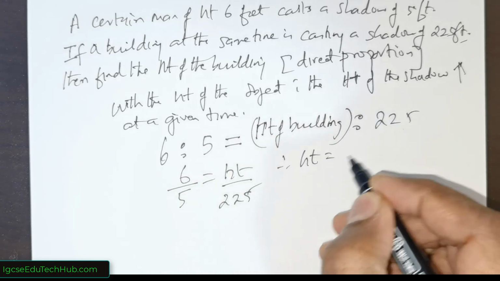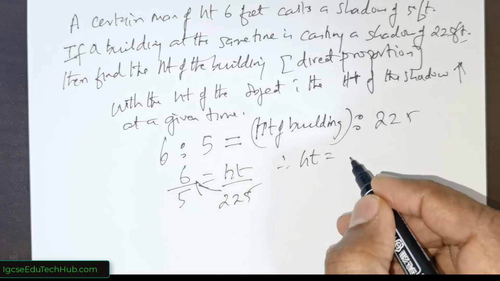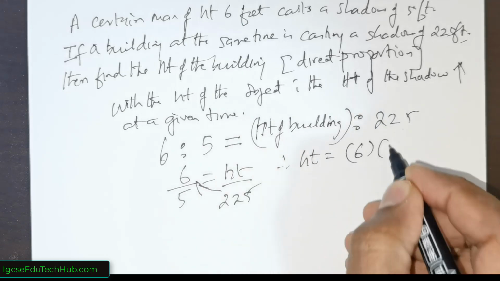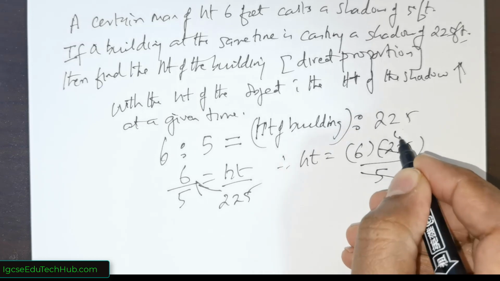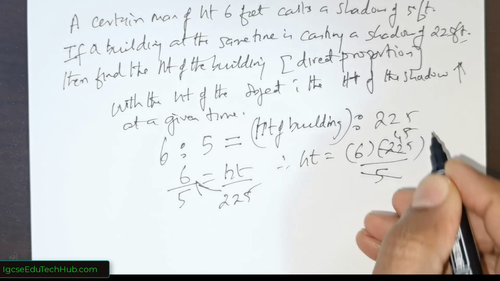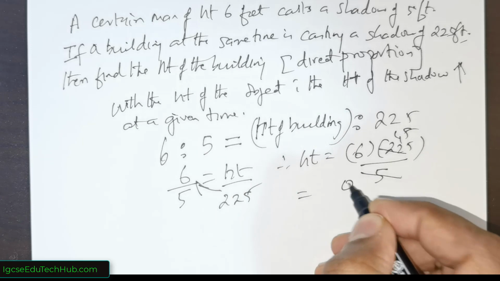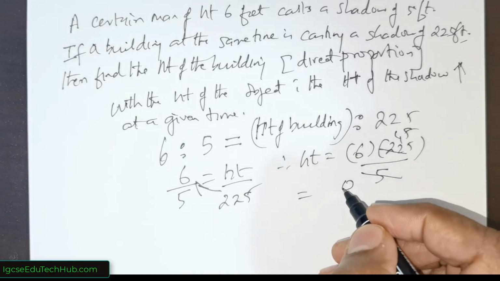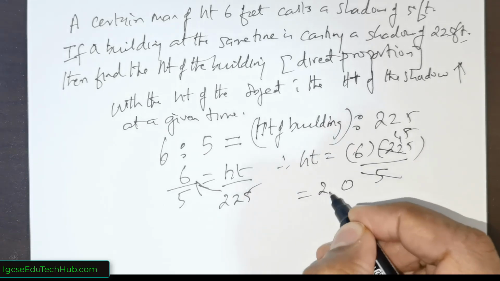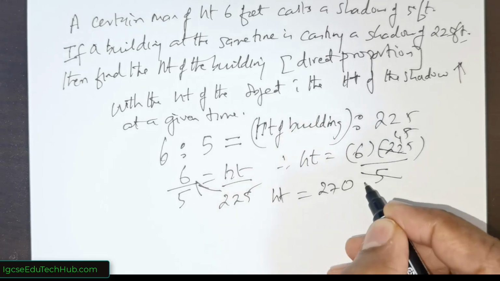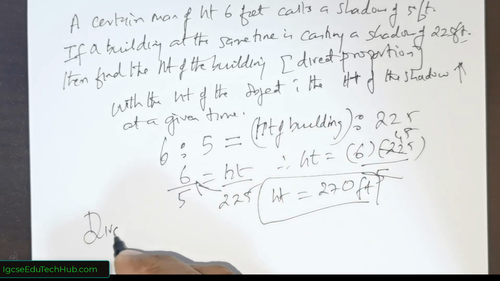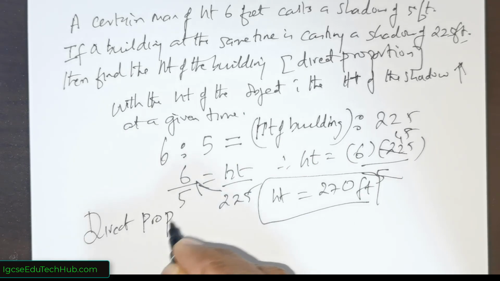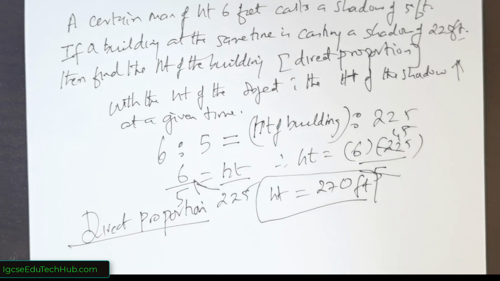Therefore the height of the building, you cross multiply, is equal to 6 multiplied with 225 divided by 5. 5 divides here 4 times, 22, 5 times 6 into 5, 33, 6 4s are 24, and 3, 270. So the height of the building is 270 feet. Now I have used the concept of direct proportion. Have that in mind. So having given you this, let's move on.